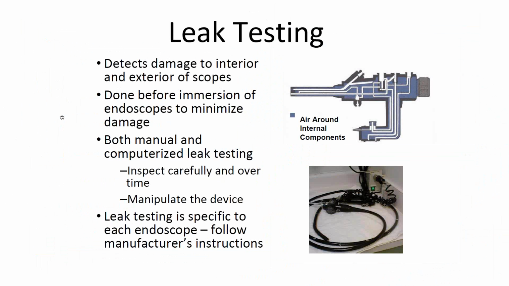Next slide, please. So now we've transported the endoscope to the reprocessing room, and we pick up there with leak testing. This is the first step once we hit our reprocessing area, and we need to check the endoscope by leak testing every time it is used. So flexible scopes each time as recommended by the endoscope manufacturers.